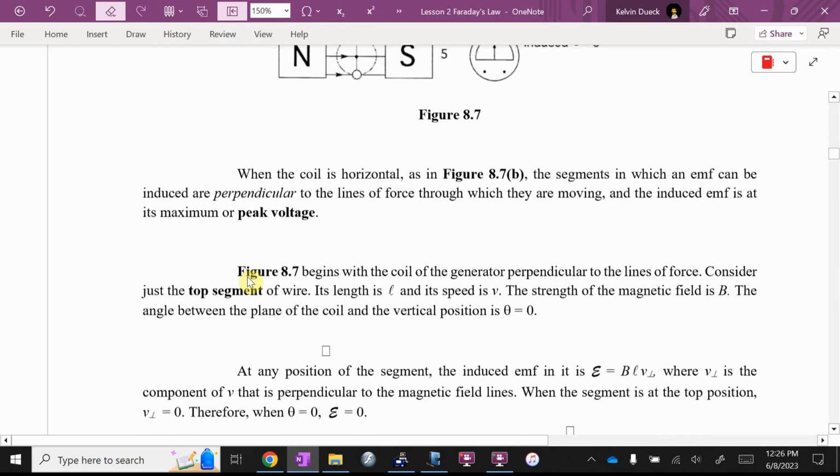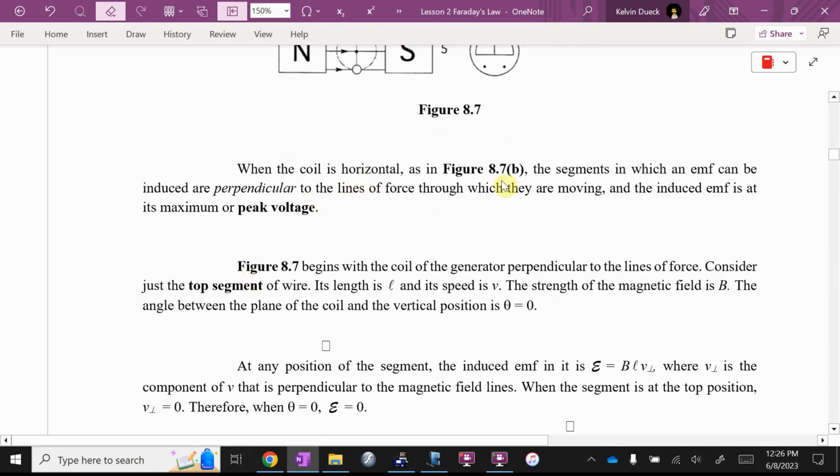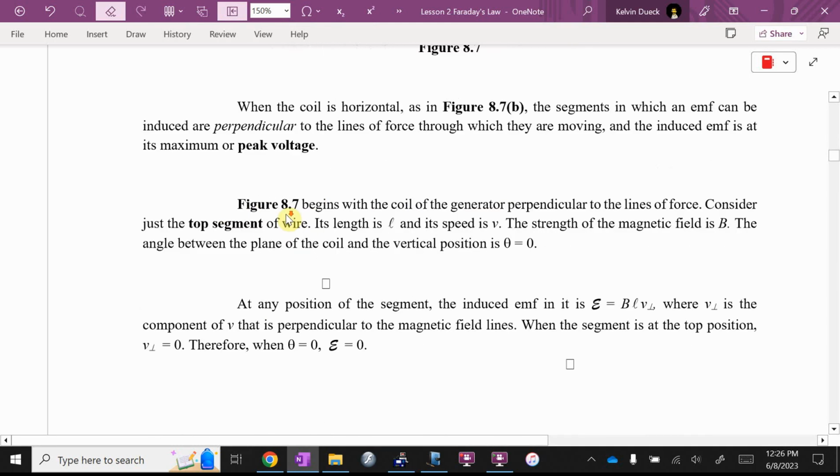You get an induced EMF. So when the coil is horizontal, they're perpendicular, you get a peak voltage.